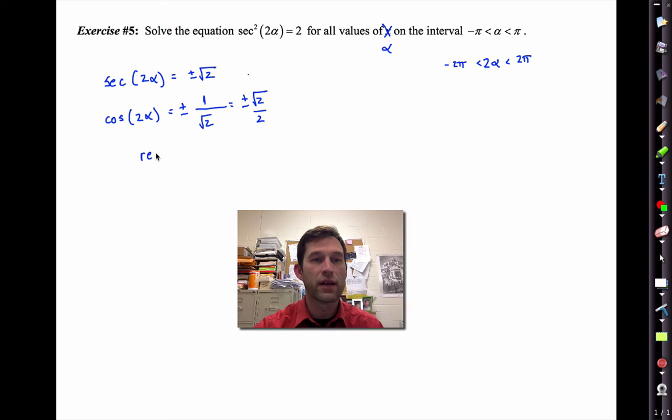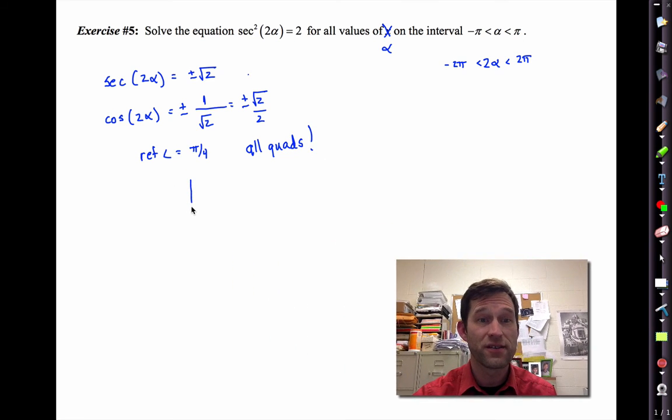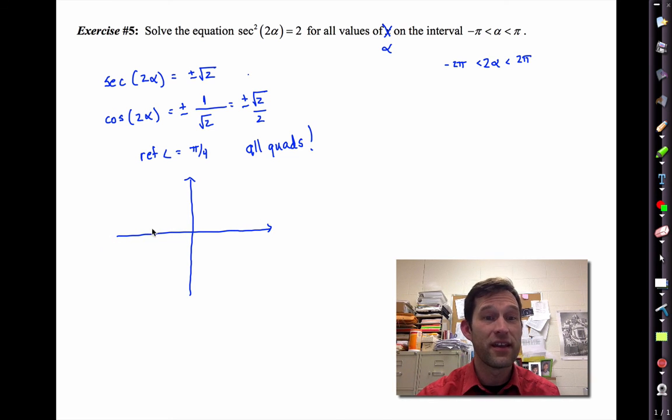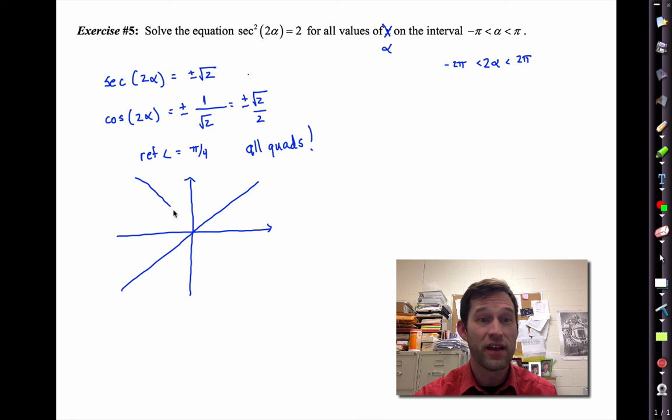So now I bet the reference angle is clear. What's the reference angle? Pi over 4? Good. I hope that's what you had. And what quadrants am I in? Hopefully, all of them. All quadrants. Now, think about that for a second. We're in all quadrants, with the angle being like 45 degrees, pi over 4. So I'm going to actually sketch in my angles first, and watch this.